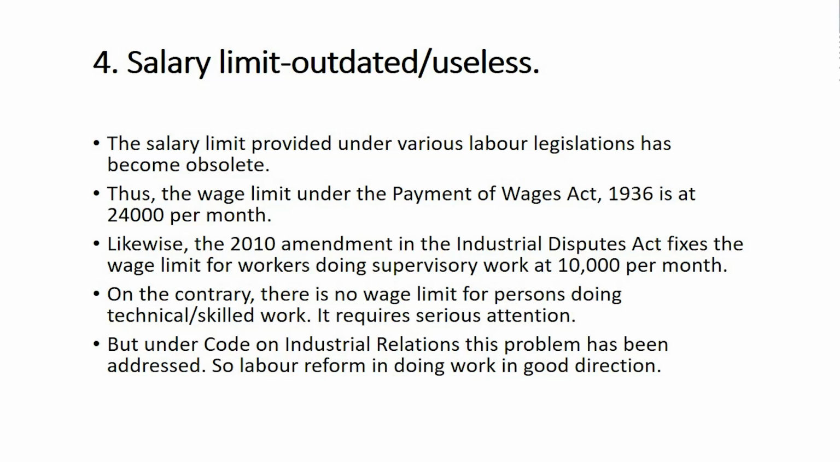Now, the next problem was the salary limit. Again, this was a big problem because the salary limit provided under the various labor legislations has become obsolete, and there is a wage limit under the Payment of Wages Act 1936 that is 2000 per month. This is after the amendment, that is in 2016 or 17. So, that wage limit has been increased, and likewise in the 2010 amendment to the Industrial Dispute Act, they fixed the wage limit for workers doing supervisory work at 10,000 per month. On the contrary, there is no wage limit for persons doing technical skilled work. It requires serious attention because they must address this problem as well.